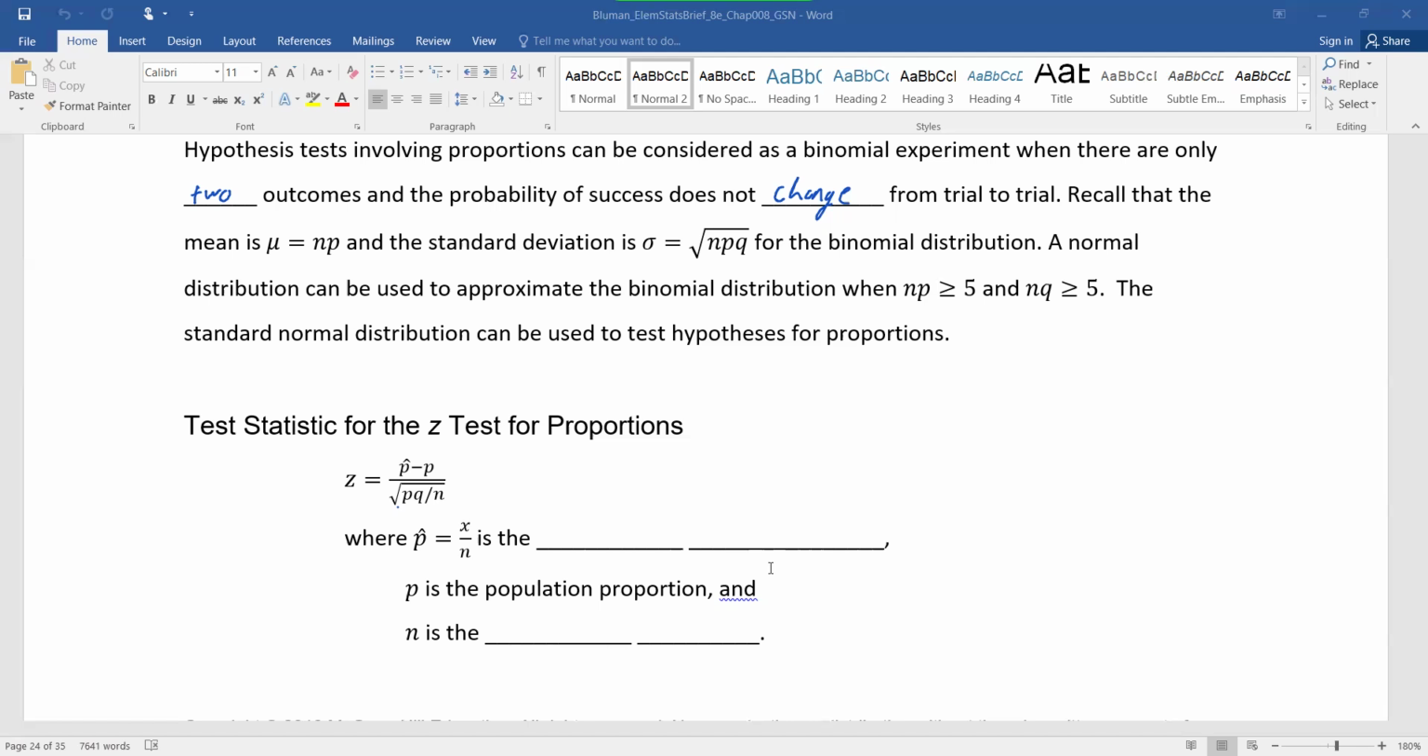Where p hat can also be found by taking whatever it is that you're trying to get, let's say heads, and then you divide it by however many in the sample. There you go. And then that right there would be your probability of whatever the sample is divided by the n. We'll do some problems with that to give more meaning to this. But this right here would basically be your sample proportion. So this is basically what happens.